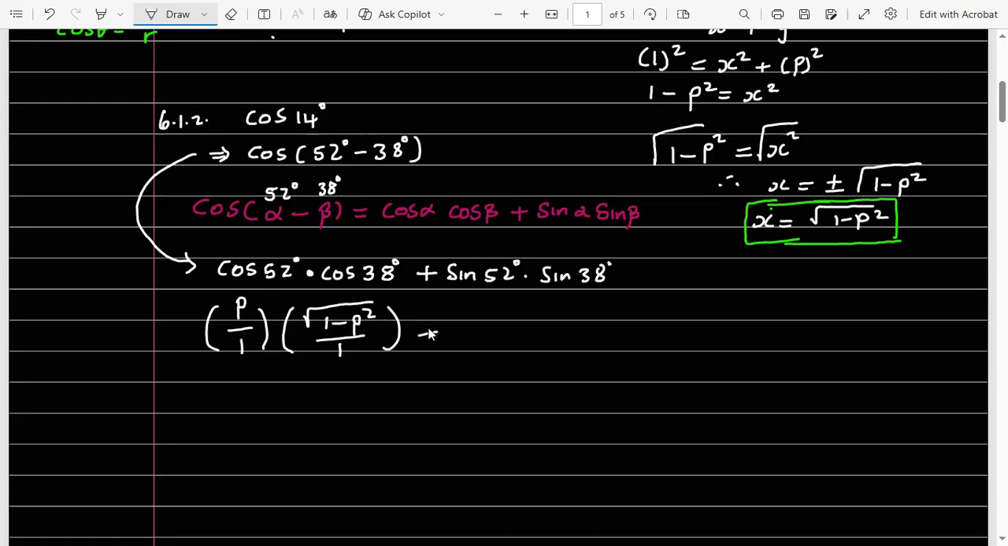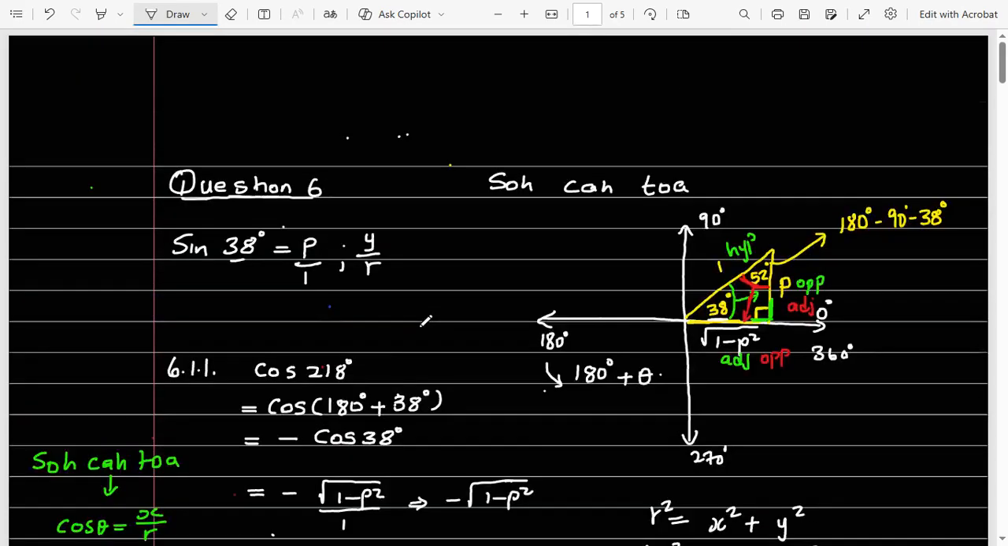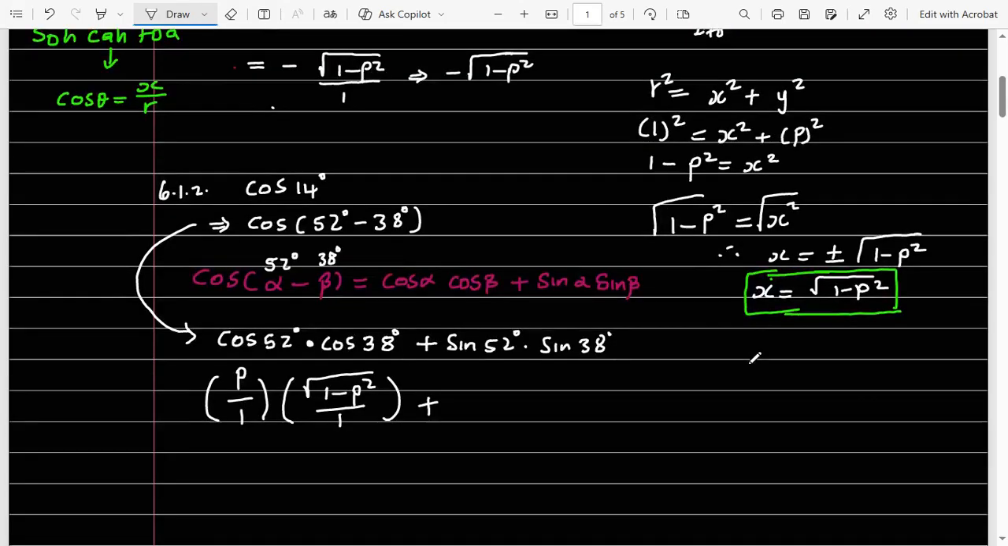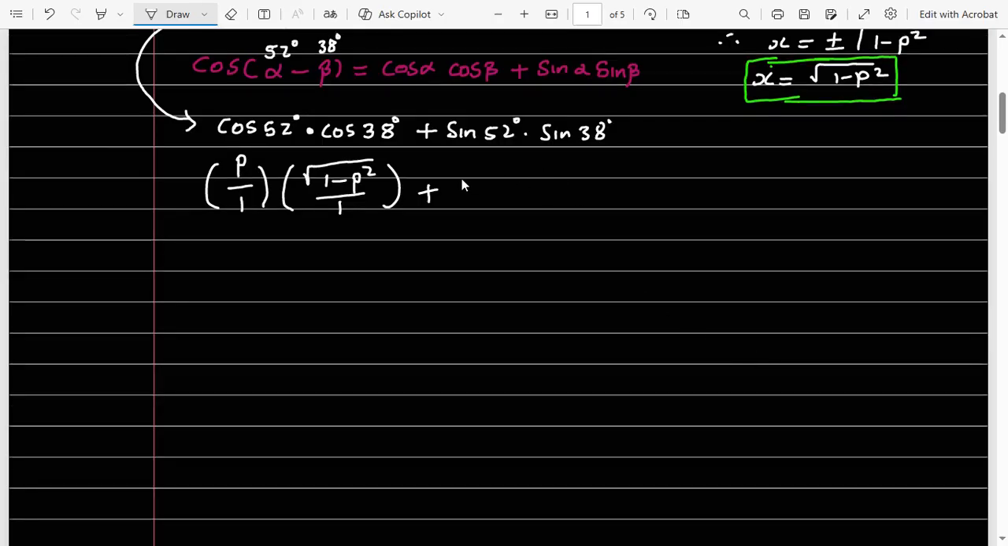Then close the bracket. Now I'm going to add the sine 52. Right, so if we do the sine 52, sine is opposite all over hypotenuse. Which one is the opposite? The opposite is the red one, for that 52. So it will be root 1 minus p squared. So this will be plus the root 1 minus p squared over 1.